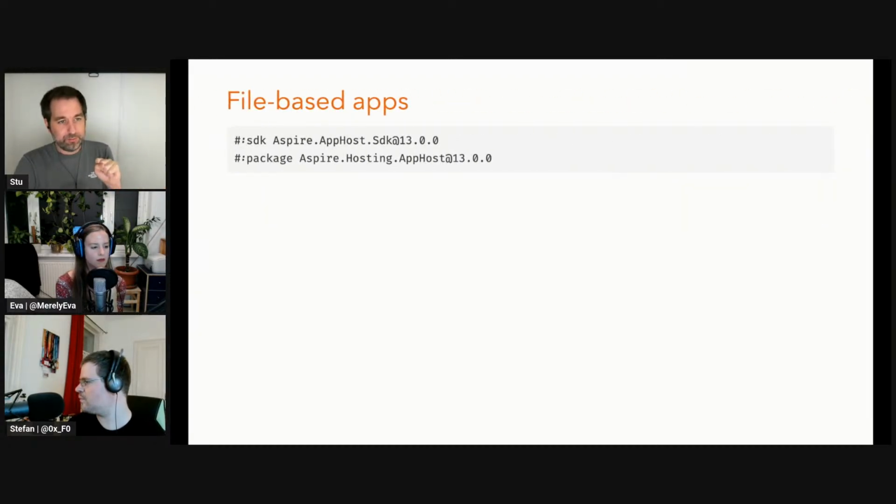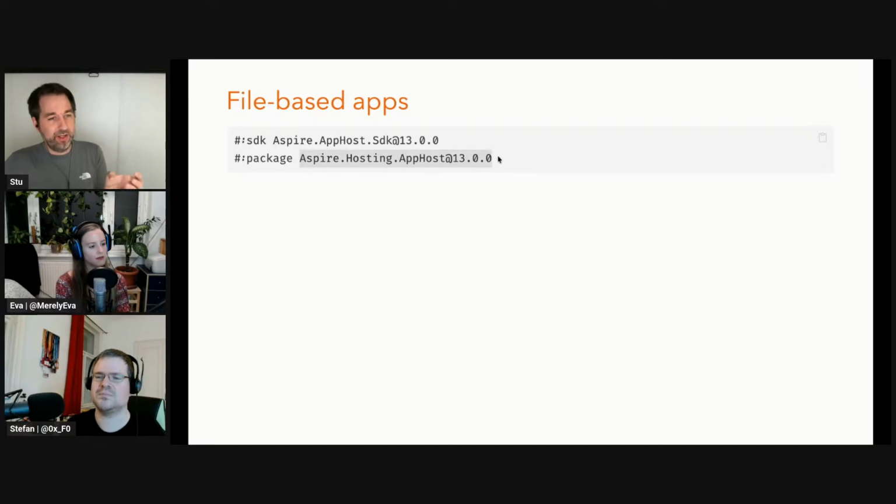And so the way they've solved that is, again, using this ignore directive. They've added their own subdirectives, or whatever you want to call them. You can say #:sdk, and that's a way of customizing the SDK. You can also say #:package, and this gets translated into a package reference. You could also say #:property and set an MSBuild property.